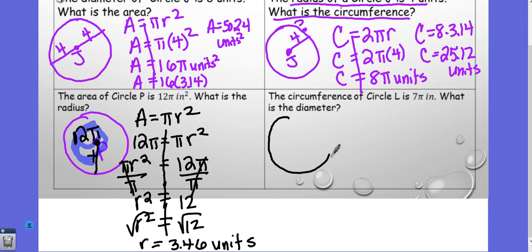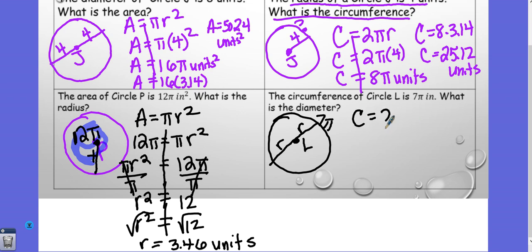The next one says circle L has a circumference. The circumference of circle L is 7 pi, so it gave me the outside of the circle. What is the diameter? So it wants me to find this whole thing. So that means I have to find what the two radii are and then add them together because the diameter goes through the center of the circle and touches both sides.